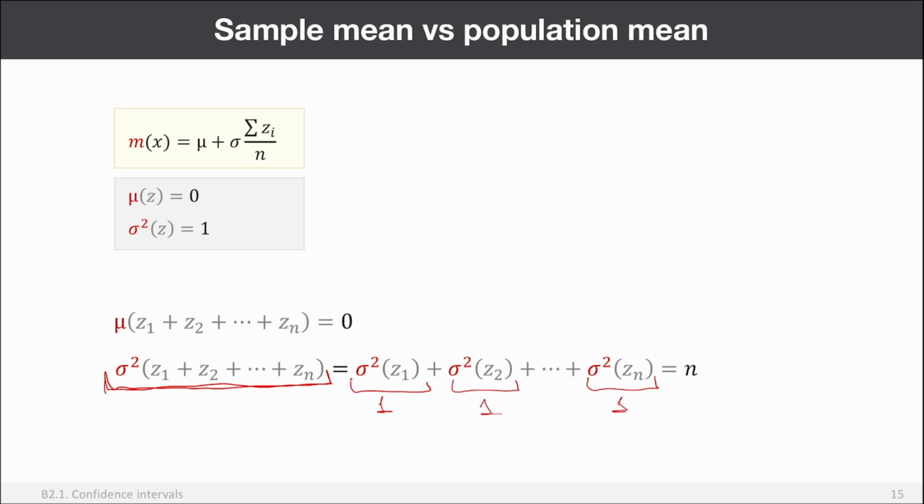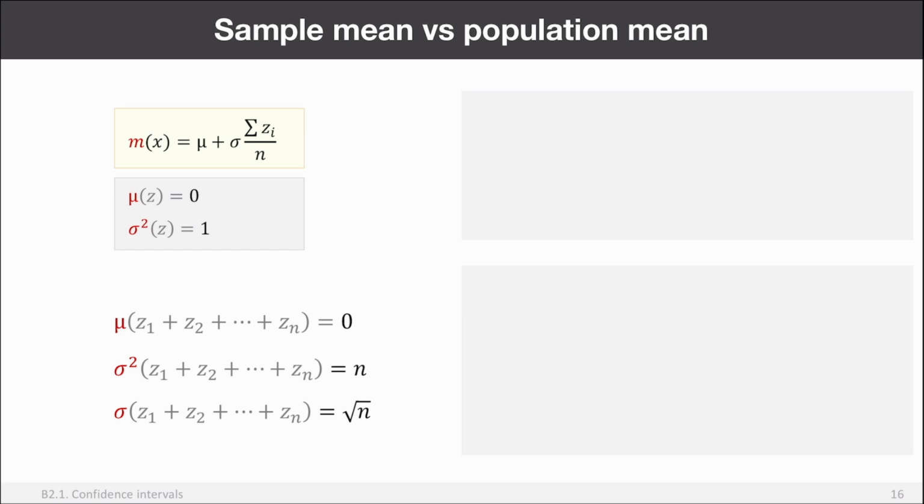So it means that the variance of the sum of n z-score distributions is n. And if the variance is n, it means the standard deviation is the square root of n. Well, I told you that I don't want to show you how to derive it, but I can actually prove it by simulations, kind of a proof. Let me show you how I can do that.